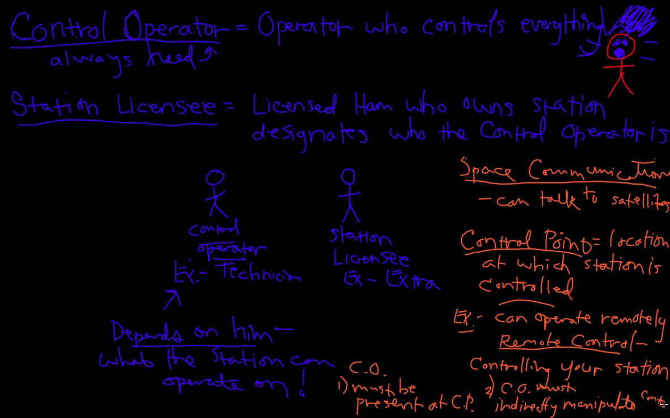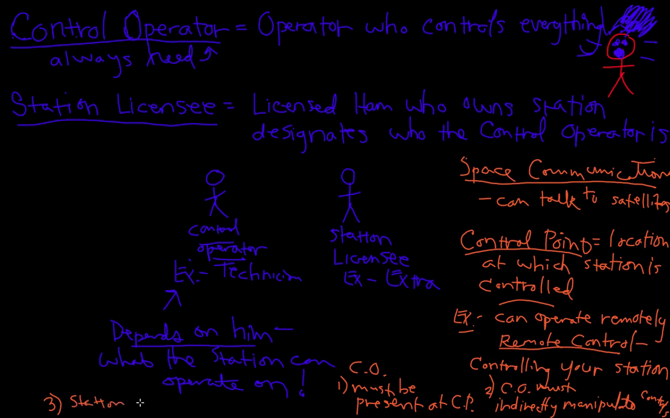That's the second rule. And the third rule is that the station always needs a control operator, which can almost be implied from the first rule. I'm running out of space, so I'm going to write that over here in this corner. The third rule: the station always needs a control operator.